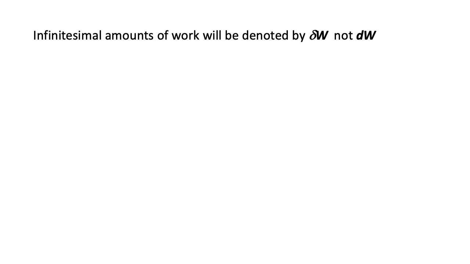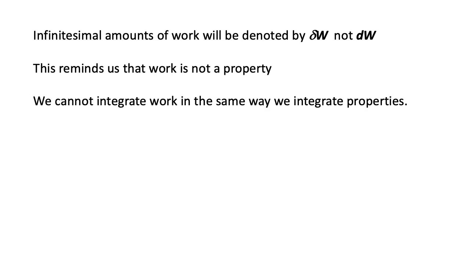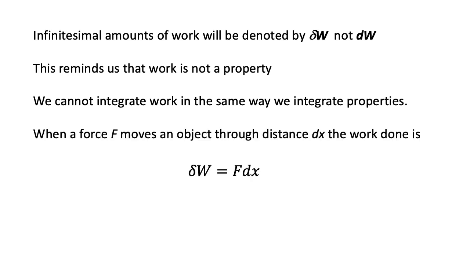So therefore, an infinitesimal amount of work will be denoted by delta w, not dw. And this will remind us that work is not a property, and therefore it cannot be integrated in the same way that we integrate properties. Now, the correct way would be saying that when a force F moves an object through distance dx, the work done, delta w, is F times dx. And therefore, w12 would be the integral of F dx, but the limits of integration over here would be x1 and x2.